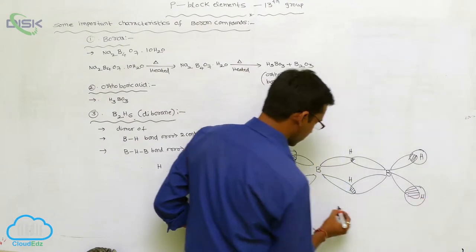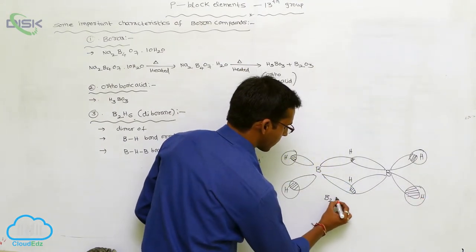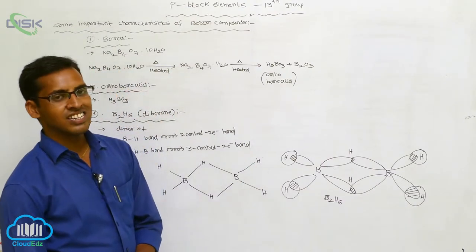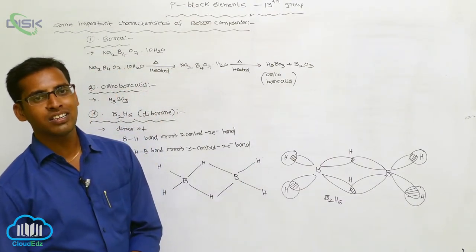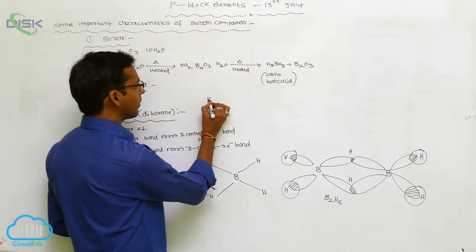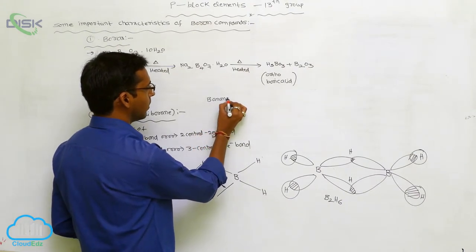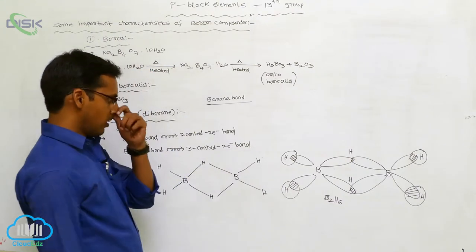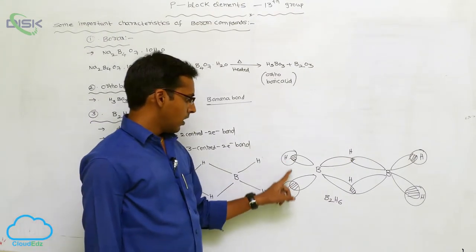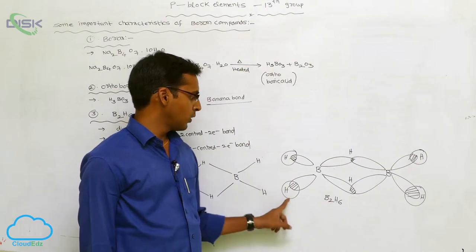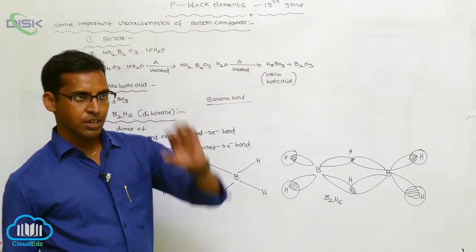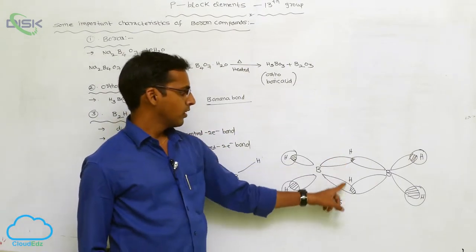So this is the structure of B2H6, diborane. This is generally called the three centered two electron bond, also called the banana bond. In that, the terminal hydrogens are 4: 1, 2, 3, 4. The remaining two hydrogens are attached above the plane and below the plane.